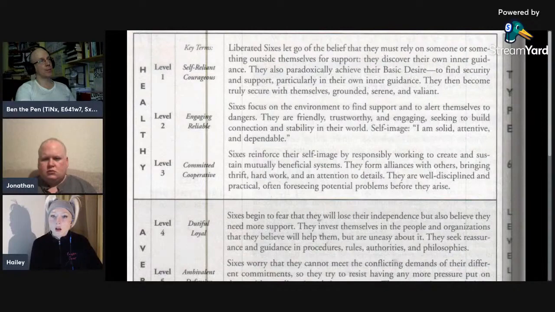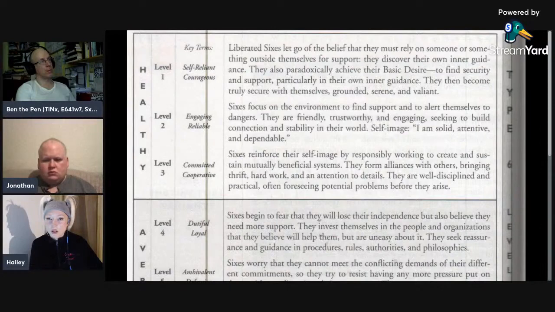Okay, I'm going to read through this. The healthy liberated 6s. Well, if I am a 5-wing 6, I wouldn't describe myself as liberated because I have not yet let go of the belief that I must rely on someone. Excuse me, let go of the belief. Yeah, I have not, because I want to do things myself. I find pride in it. I want to be independent because I just consider that, I don't know, just part of who I am. Achieve their basic desire to find security and support.